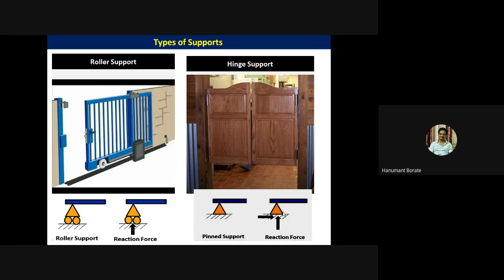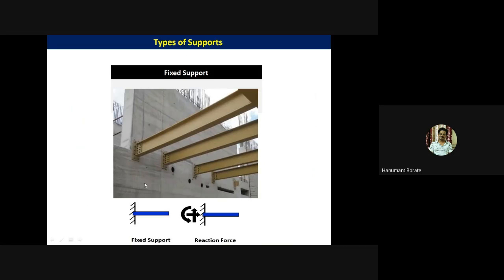For the hinge support, this is an example of a hinge support. For a door we use a hinge, right? In this case we restrict the motion of the door in the horizontal direction and in the vertical direction, but rotation is possible. So we restrict motion in two directions, due to that there are two reactions, in the vertical direction and in the horizontal direction. So the reaction depends on how many movements you restrict.